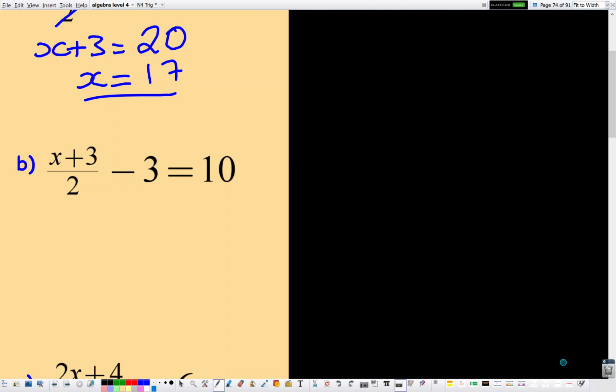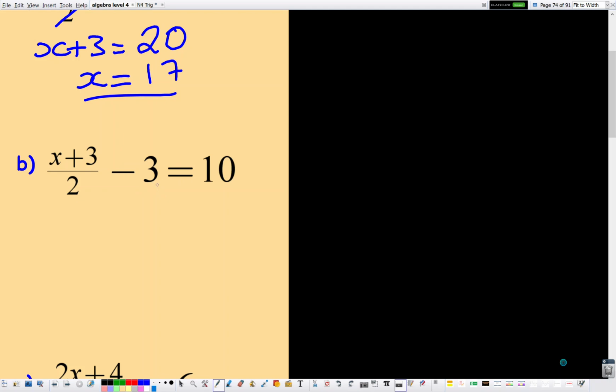So copy down that example that you can see and I'll just quickly invite this person. Right, so x plus 3 over 2 minus 3 equals 10. Now, the only difference in this one, really, is that I've got an extra term to deal with here. That's the only difference. I've got a minus 3.